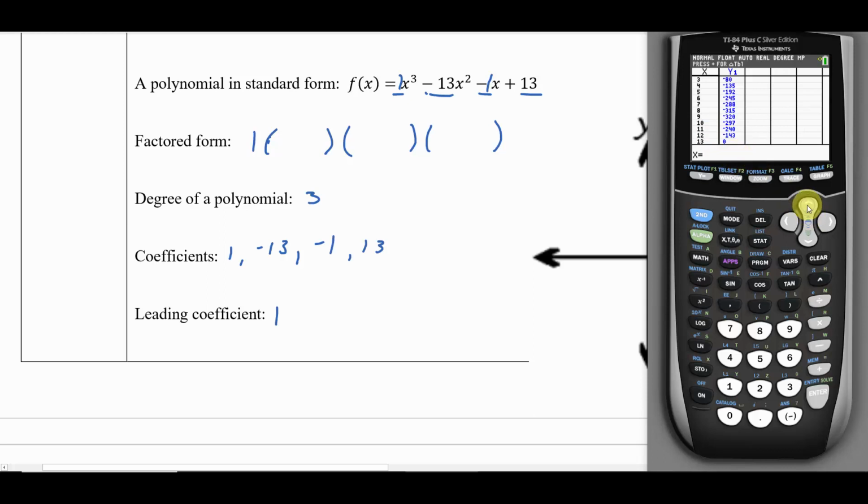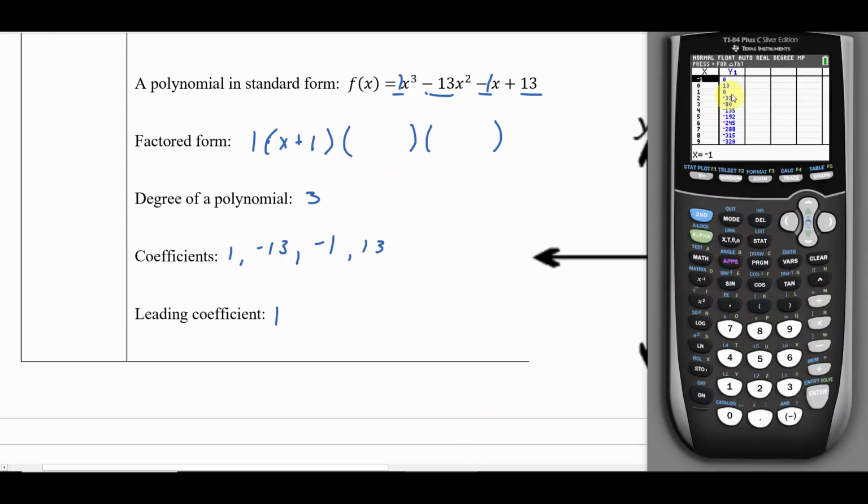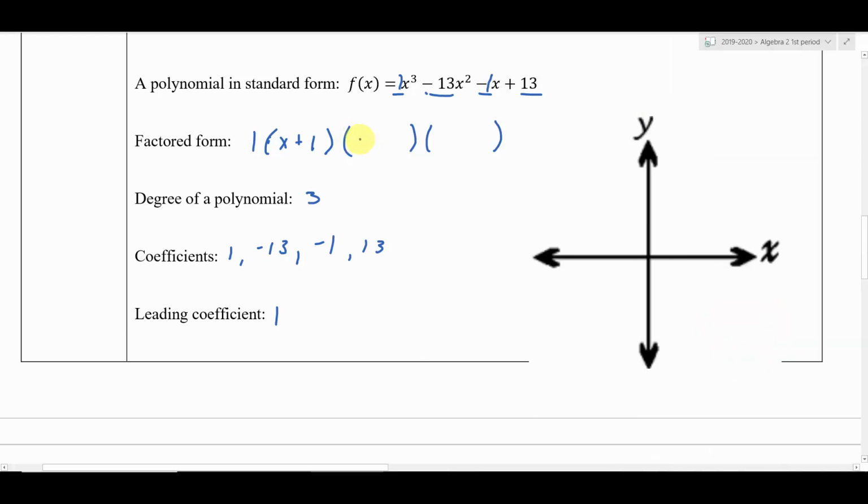All right, so real quick, let's go back up here. So we said we had an x-intercept at negative 1, and what that means for a factor is the opposite. If I have an x-intercept at negative 1, I'm going to have a factor of x plus 1. And since I had another x-intercept at positive 1, that means I'm going to have a factor of x minus 1.